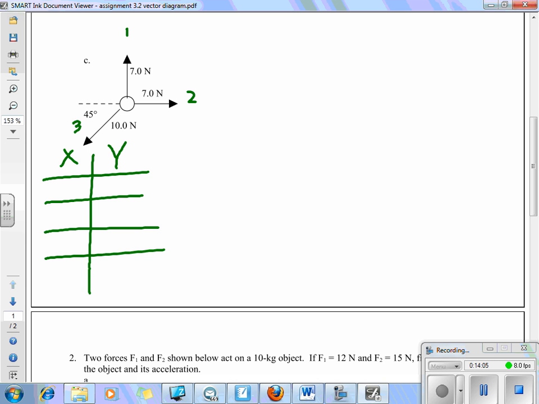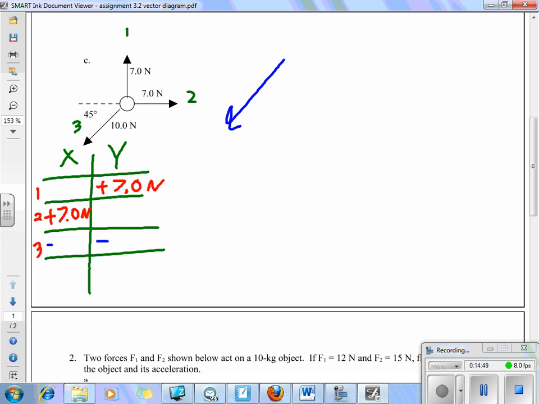So for vector 1, since it points only upwards, that means it's only y, and it's upwards, so it's positive, and then I'll fill in the value for that vector, 7 newtons. Vector 2 is pointing to the right, and it's only horizontal, so it's only x. And since to the right it's positive, I get a positive 7.0 going to the right. And we look at vector 3, and well, it's at an angle, so it's not just x or just y. So we're going to break it down into its parts. But before that, let's clarify what signs it has. Since it's pointing down, it is negative for y, and left, or west, it is negative for x.